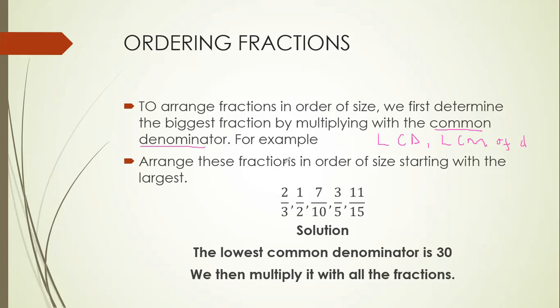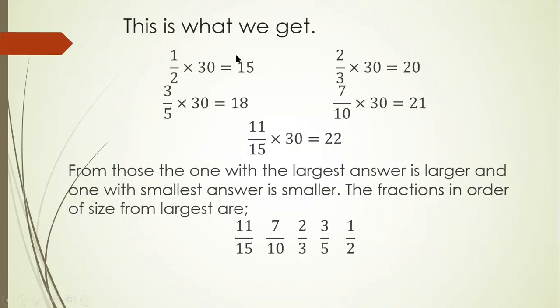That is what we first look for, and then we multiply the lowest common denominator with all the fractions that we have, and afterwards, the answers we get, we use them to determine how we are going to arrange our fractions, if we are starting from the smallest to the biggest or from the biggest to the smallest. So we have an example here. We have these fractions, and we are required to arrange them in order starting with the biggest. If we are to do that, we shall end up having our fractions like this.